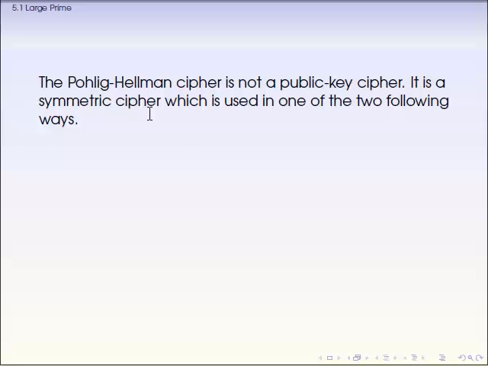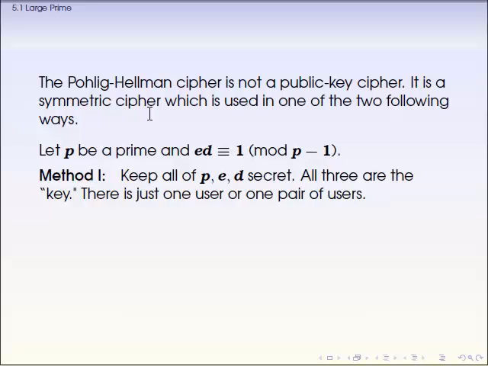We call this style of cipher a symmetric cipher because we use the same method for enciphering and deciphering. And for the Pohlig-Hellman cipher, we could use one of these two methods. Let's say P is a prime number, which should be a really big number, and E times D is congruent to 1 modulo P minus 1. And of course, E and D should also be very big numbers. Not one really big and the other very small. Most likely numbers of the same size are going to be better.